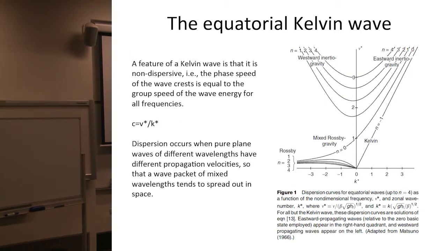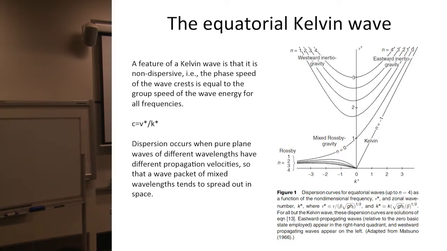All right. So now what we've got plotted here is the dispersion relation. So it's just showing how the phase speed, or the speed of the crest, is related to the dispersion of energy with the relation. So a feature of the Kelvin wave is it's non-dispersive. So that means the wave crests and the energy of the waves propagate in the same direction.